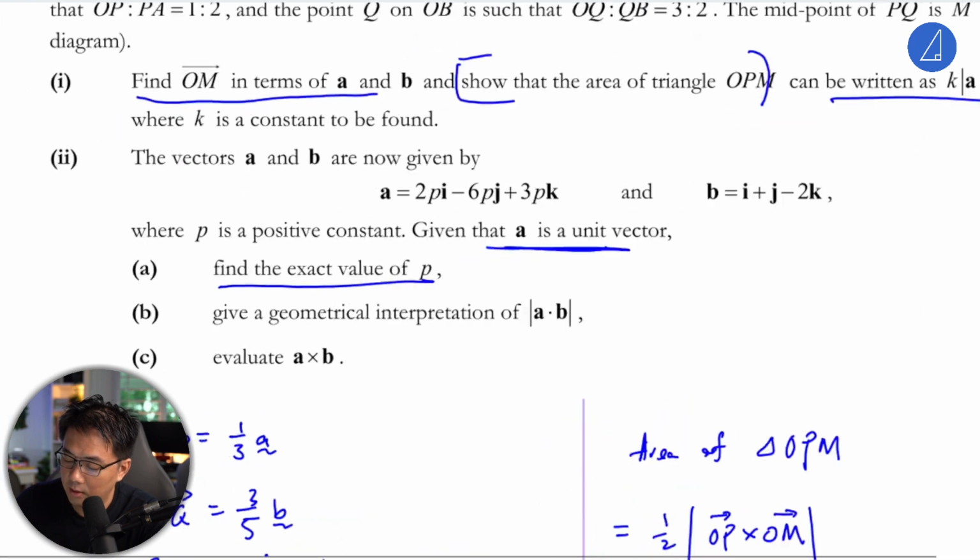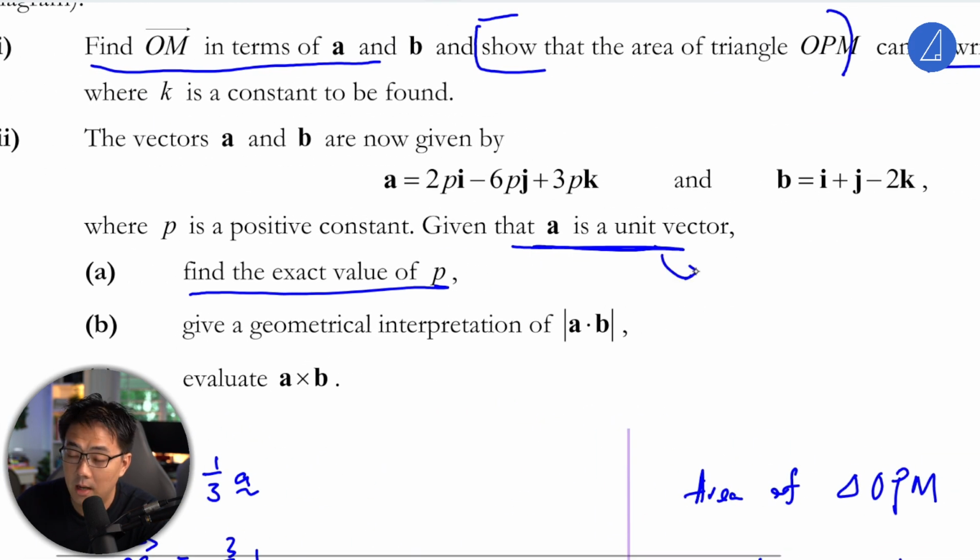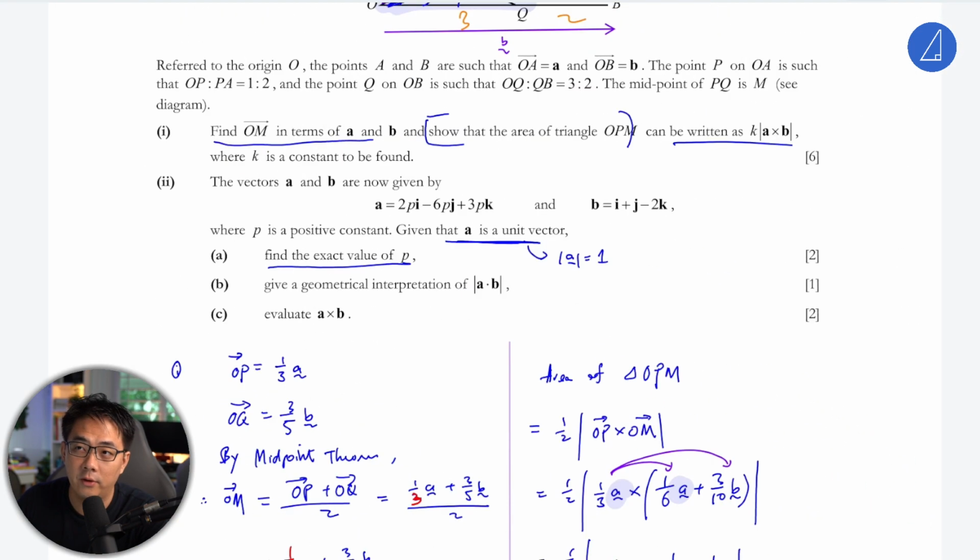Okay, if A is a unit vector, this is not a passing statement. It just means the length of this vector is 1 unit. Right? Unit vector, by definition, is essentially that the length of the vector is 1. It's very useful because if we can find 1 unit, then we can multiply and find whichever unit we want. So find the exact value of p.